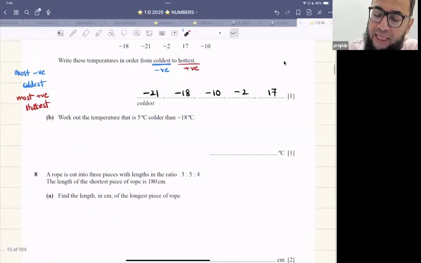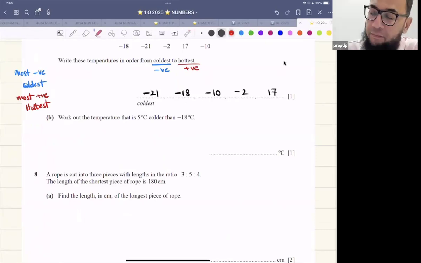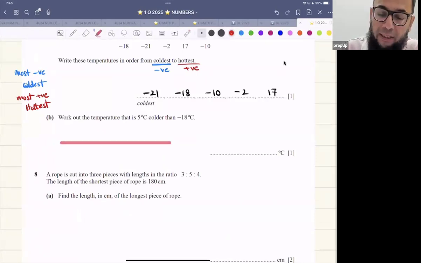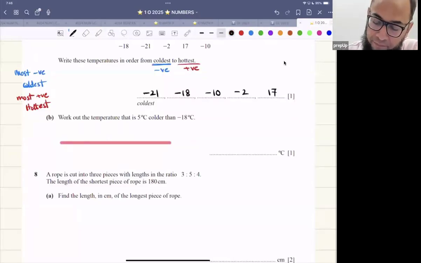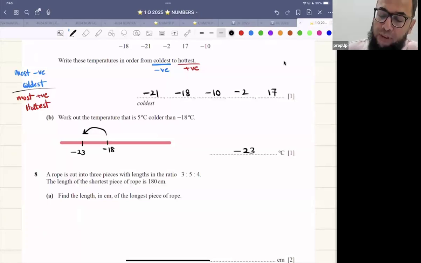Work out the temperature that is 5 degrees colder than negative 18. It's even colder. So basically, if I draw a number line, this is negative 18. 5 degrees even colder, go negative 5 because most negative is coldest. So therefore this is negative 23 degrees Celsius. That is the colder thing.